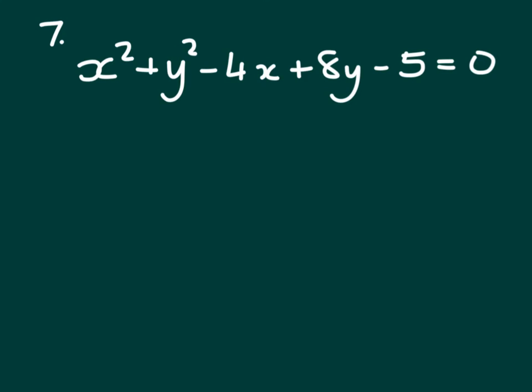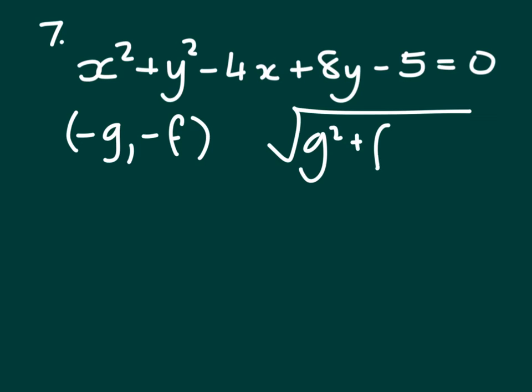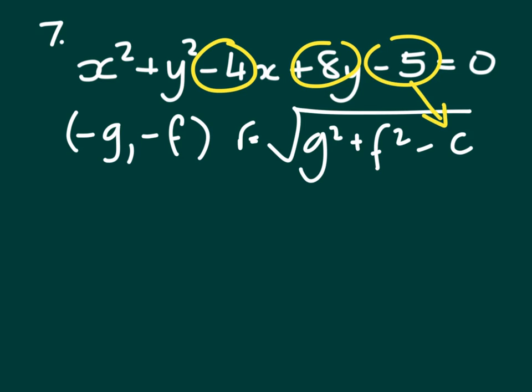Question 7, circle question, right down its centre. Now we're going to use the formula negative g, negative f for the centre and the square root of g squared plus f squared minus c for the radius. So negative g, negative f is just a case of taking the x number, half it, change the sign, the y number, half it, and change the sign. Then you just plug all of those into the formula along with your negative 5.